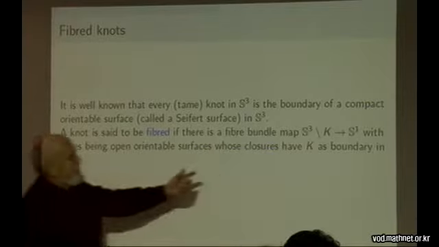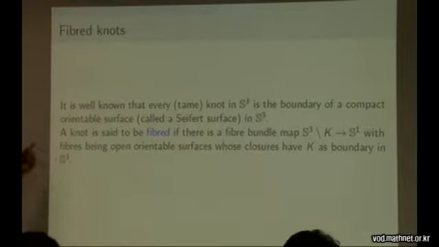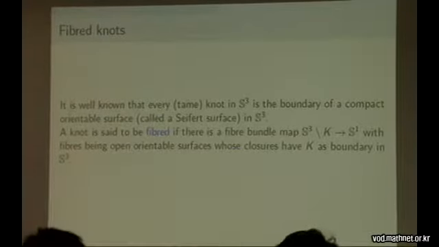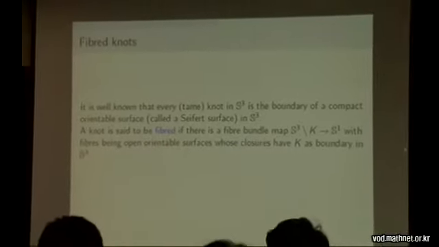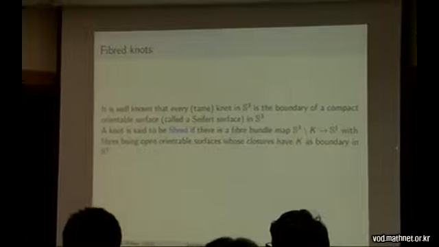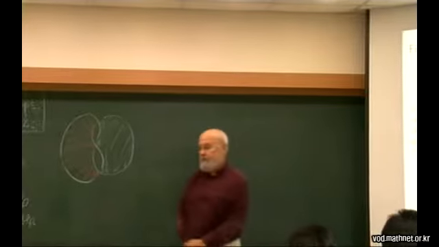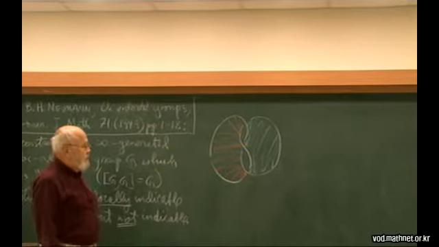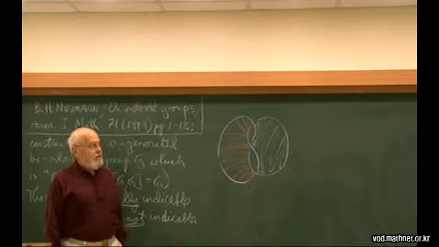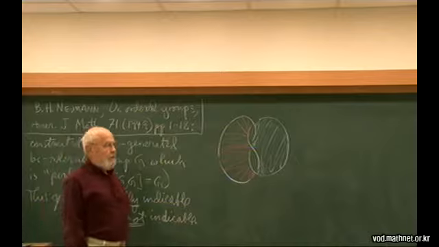If you have a bundle map from the knot complement to the circle in which the fibers are open surfaces like this, whose closures actually have the knot as the boundary, then we call that a fibred knot. For example, all torus knots. The figure 8 knot, which I think I drew on Wednesday, is also a fibered knot, but not every knot is a fibered knot. In fact, the majority of them are not.